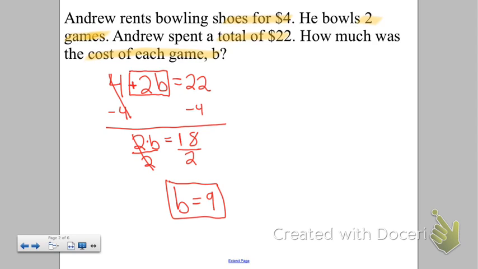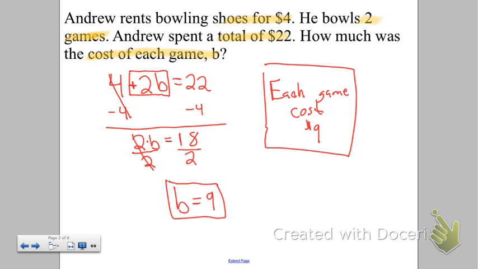And since this started out as a word problem, I'm going to answer it as a word problem. So each game cost $9. And that would be your final answer.